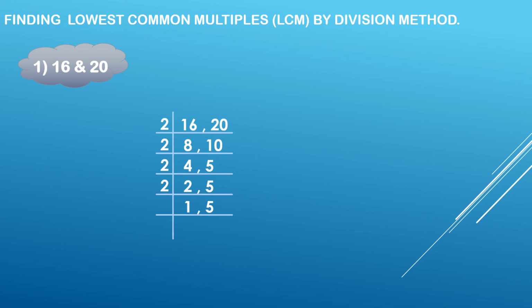See, 5 is odd and prime both. So divide 5 by 5. So write 5 to the left of 1 and 5. If we divide 5 by 5, we get 1. And if we get 1, that means we are done with our factoring.